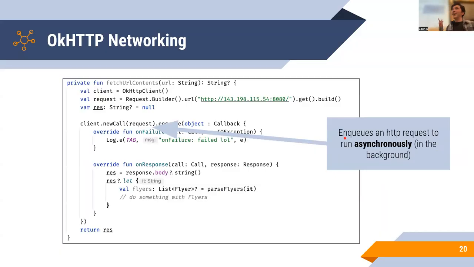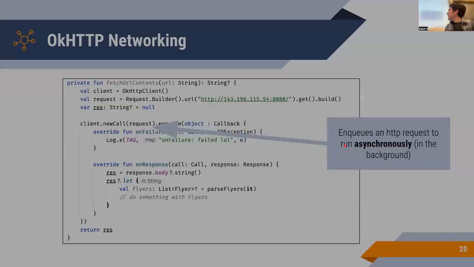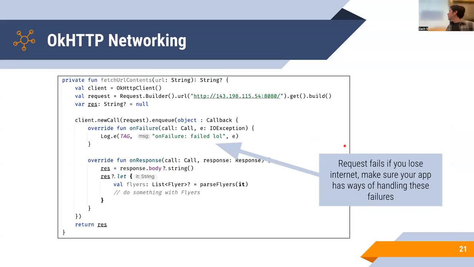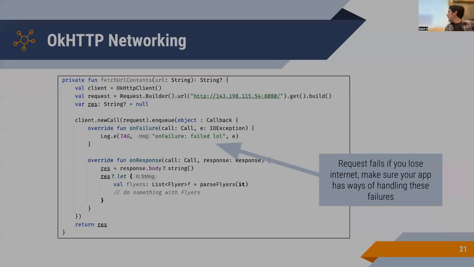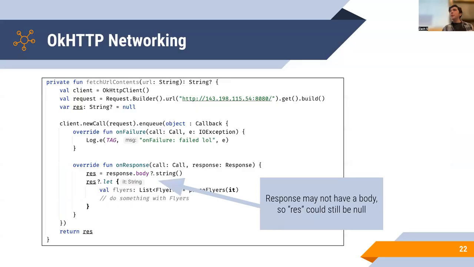Oh yeah, okay, cool. I also had these notes. I forgot about this. So right, we enqueue our request to run asynchronously in the background. If the request fails, you want to make sure you have a way of handling that. And even when we get a response, that response might not have a body. It could end up being a different response that we didn't expect. So we have to handle this case, and that's why we have to check for potential null values.